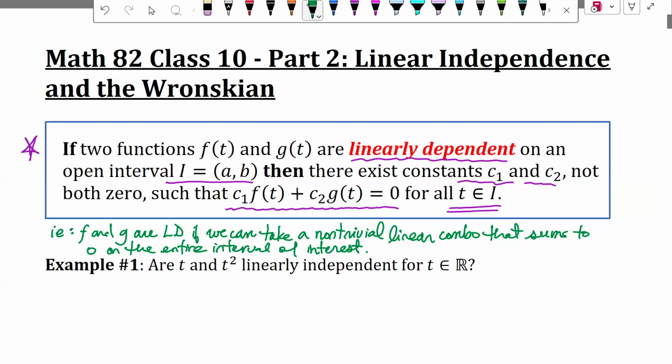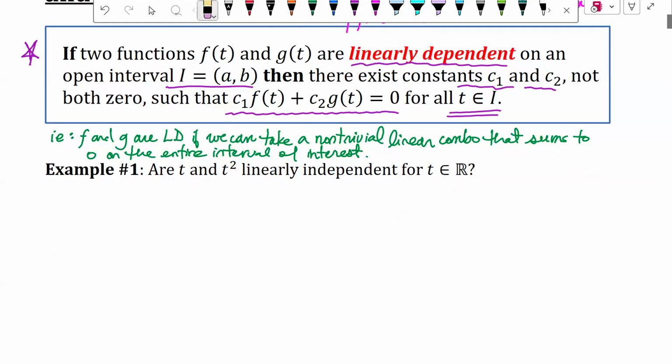Note that this definition actually applies to any collection of functions, any number of functions, not just two functions. Let's look at example 1. We want to answer the question: are the functions t and t squared linearly dependent or independent everywhere on the real line? How will we address this question?